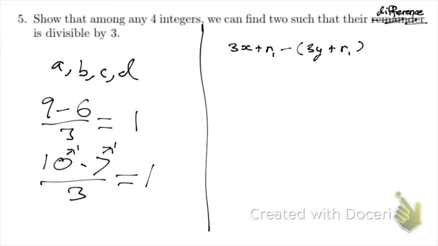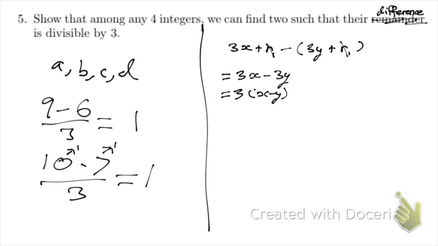Okay, well, so here what we're going to get is the two R1s are going to cancel out. And then we're going to get 3x minus 3y, which gives us 3 times (x minus y). Okay, and you can see this is clearly divisible by 3 because it's a multiple of 3. X minus y is going to be an integer because x and y are integers. Great, so now we know that if two numbers have the same remainder when divided by 3, their difference is going to be divisible by 3.